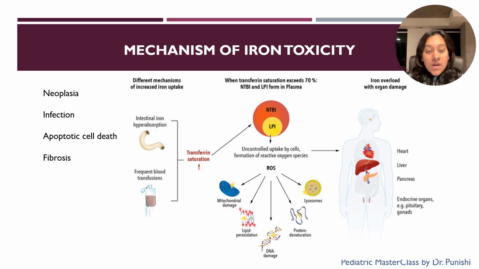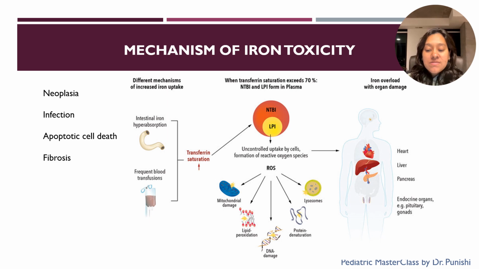But what happens when the amount of iron is in excess? It leads to supersaturation or hypersaturation of transferrin. When the transferrin saturation exceeds 70%, it leads to the formation of NTBI, the non-transferrin bound iron, and the labile plasma iron. So basically, in simple words, this is like free iron. Now, free iron leads to formation of reactive oxygen species, which leads to mitochondrial damage, lipid peroxidation, DNA damage, protein denaturation, and the destruction of lysosomes.